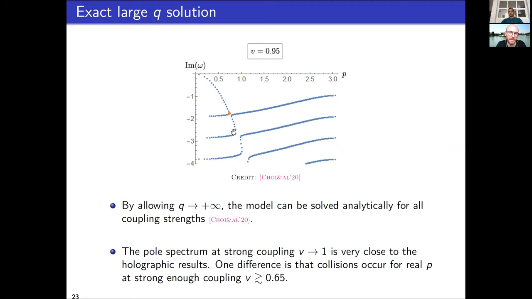There are differences here. These are not avoided crossings. They're actual collisions, which they didn't depict on their plots. So there are details that change because there are details that are slightly different when you go away from the deep IR limit in SYK and in AdS2. But they're qualitatively extremely similar.